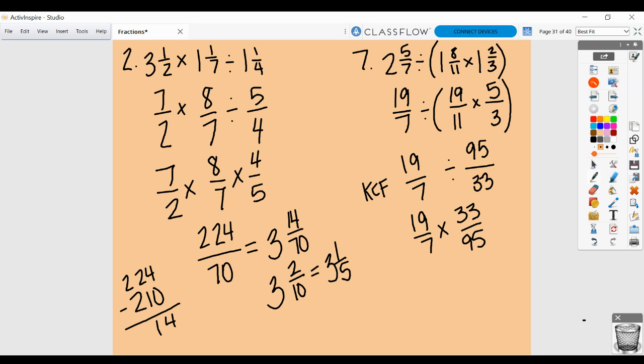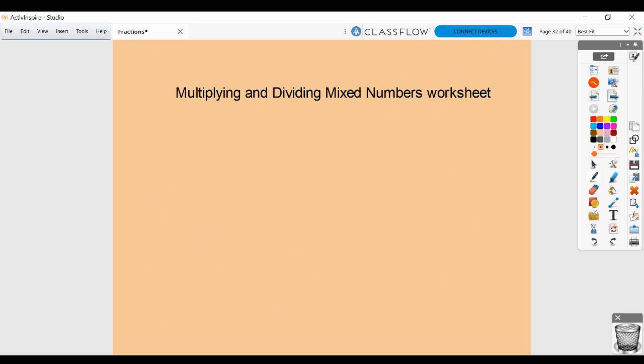So 19 times 33 is 627. 7 times 95 is 665. Okay, so those 4 questions were from that homework worksheet that is the multiplying and dividing mixed numbers.